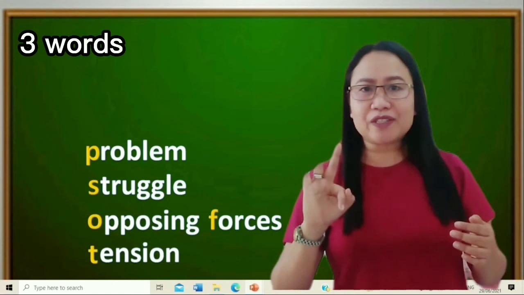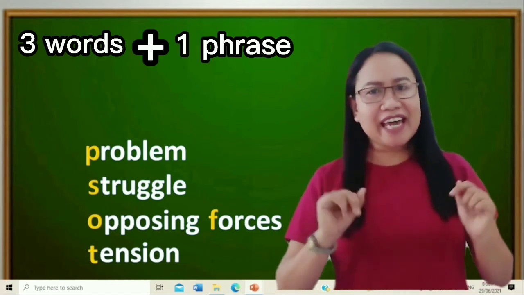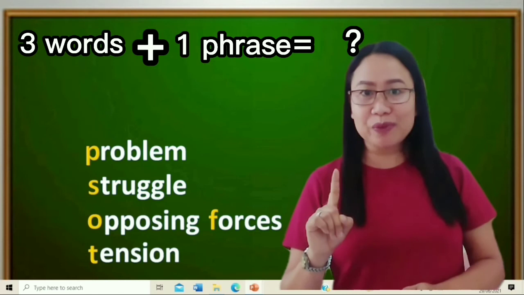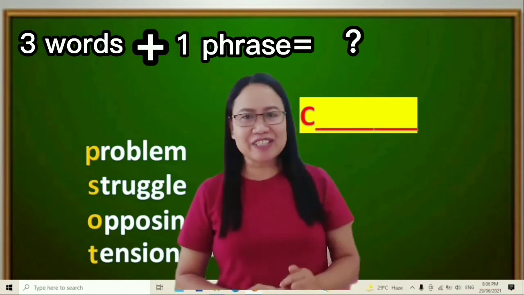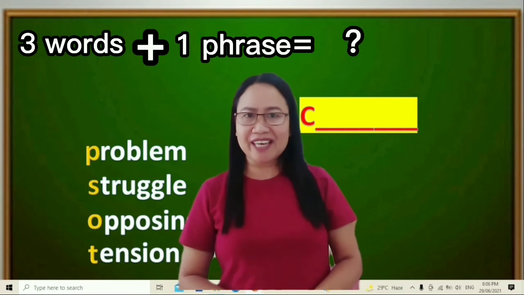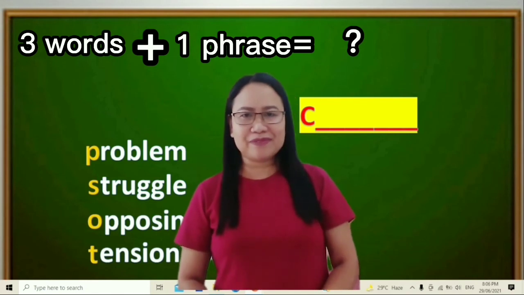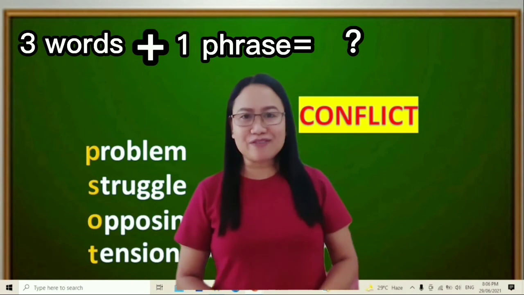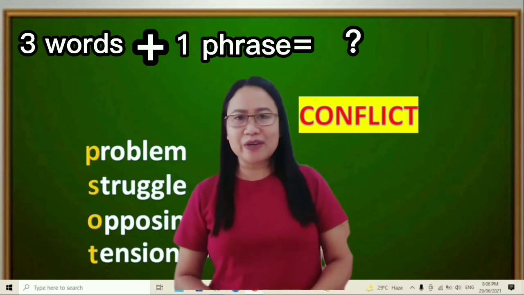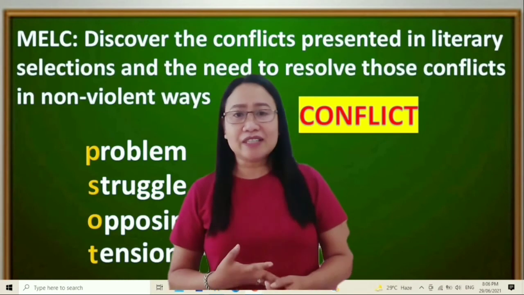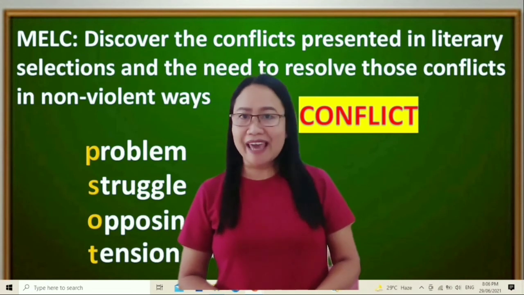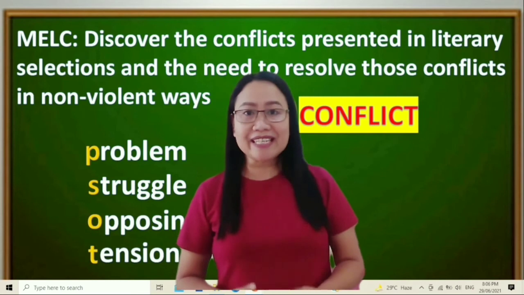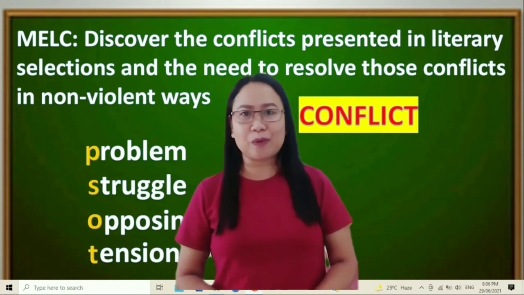Now we have three words and one phrase. Can you make them into just one word? It begins with C and it has 8 letters. What do you think is the word? You are correct. It's conflict. And that is our topic today. The most essential learning competency is to discover the conflicts presented in literary selections and the need to resolve these conflicts in non-violent ways.